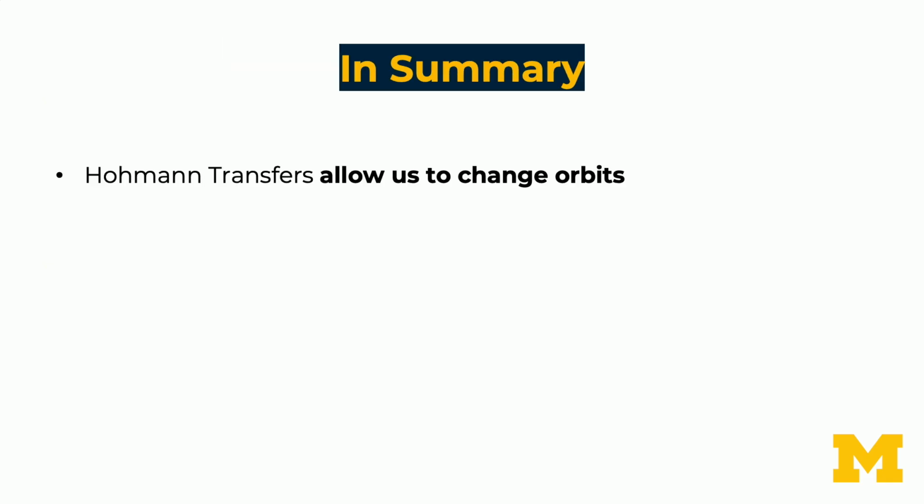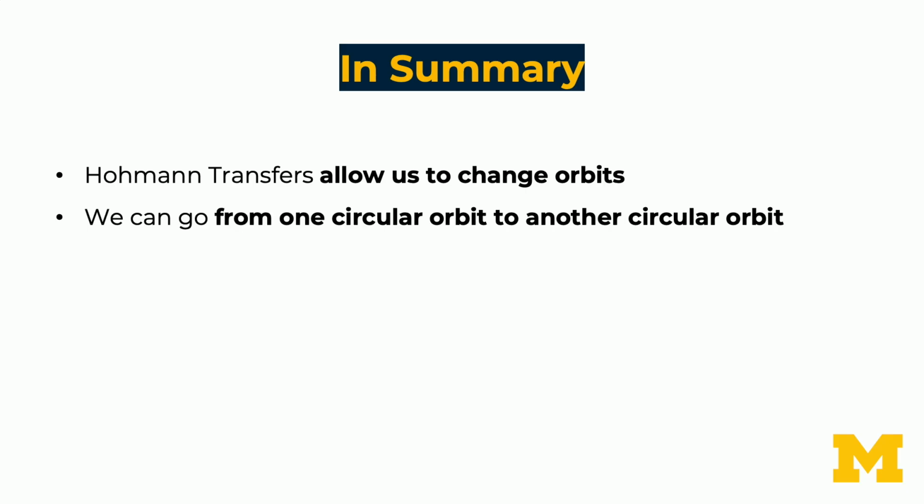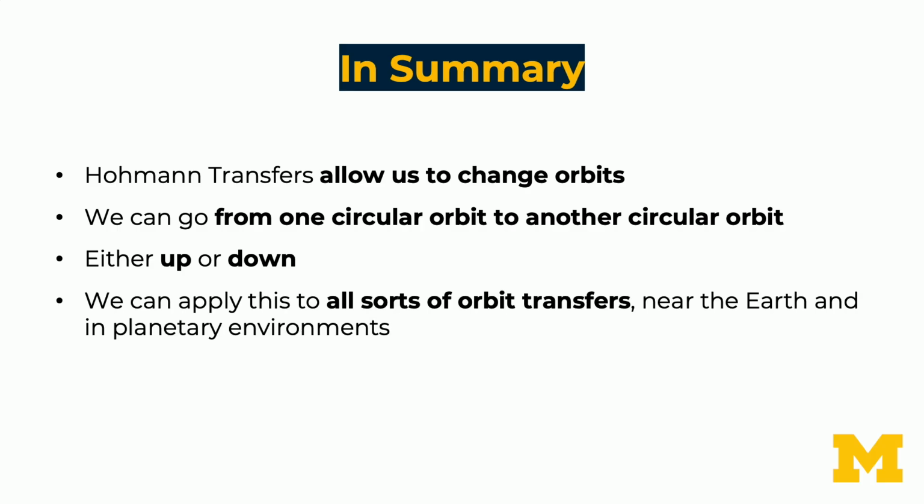So in summary, Hohmann transfers allow us to change orbits from one circular orbit to another circular orbit. And you can either go up or you can go down. You can go from Earth to Mars or Mars to Earth or geosynchronous to low Earth orbit or low Earth orbit to geosynchronous. Doesn't matter. You use the same type of technique, this Hohmann transfer. We can apply this to all sorts of orbit transfers, either near Earth or in planetary environments. They all use this Hohmann transfer.